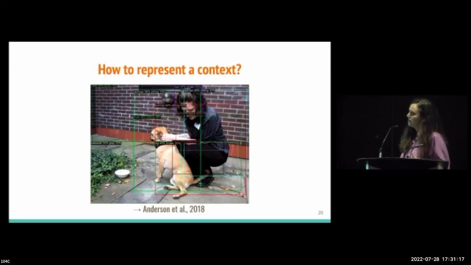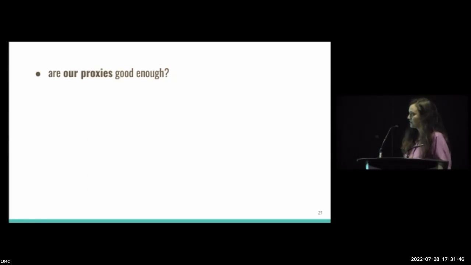So one thing is how to represent a context. We could debate about this, and we chose a strategy where we run an object detector on the image, and we average the visual representations of the detected objects that do not correspond to the target, of course. This strategy is something that we borrow from the literature. For example, Anderson and co-workers used it for image captioning, that is the task of producing a caption for an image. That being said, one could still ask, are our proxies good?